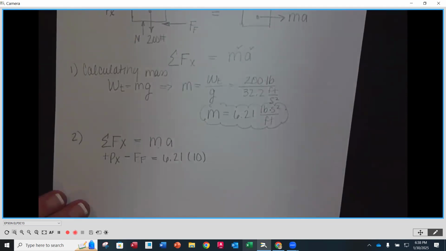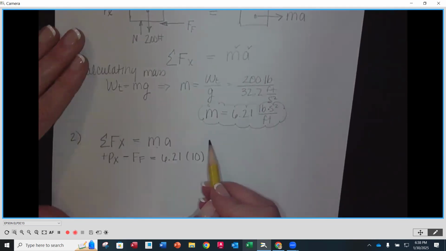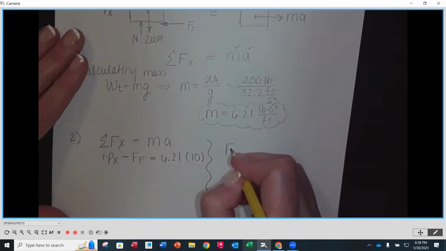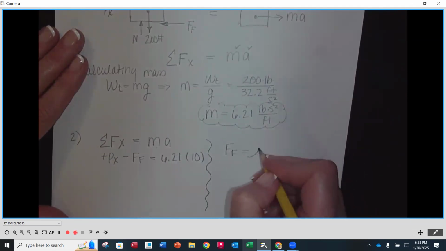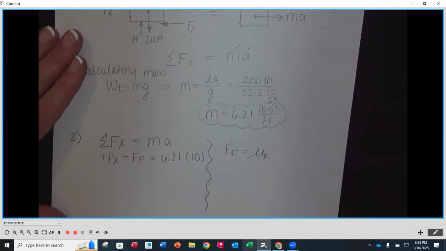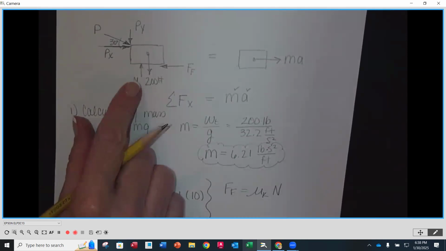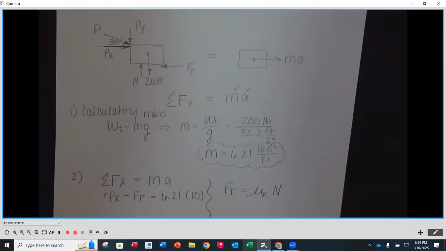Okay. So right now, as we look here, we have Px unknown, and then we also have the friction force unknown. Now, friction force, how do we calculate a friction force? So if we look here, to calculate a friction force, that's going to be equal to mu kinetic, the kinetic coefficient of friction, times the normal force, okay? So when we look up here, do we know what the normal force is? We do not.